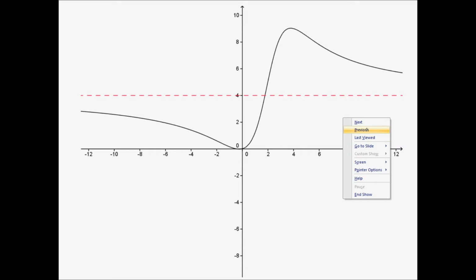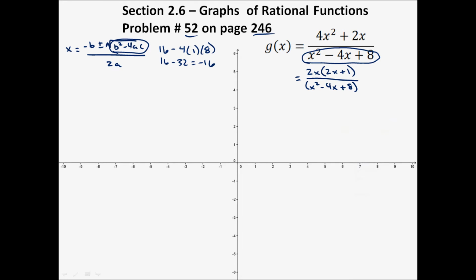But there is a horizontal asymptote. Much like before, our degrees tie, so we look at the lead coefficients, 4 over 1. So we do have a horizontal asymptote of y equals 4. And we can also get those zeros. Those zeros are going to happen when x equals 0 and when 2x plus 1 equals 0, and that'll be x equals negative 1/2. So those are the zeros.